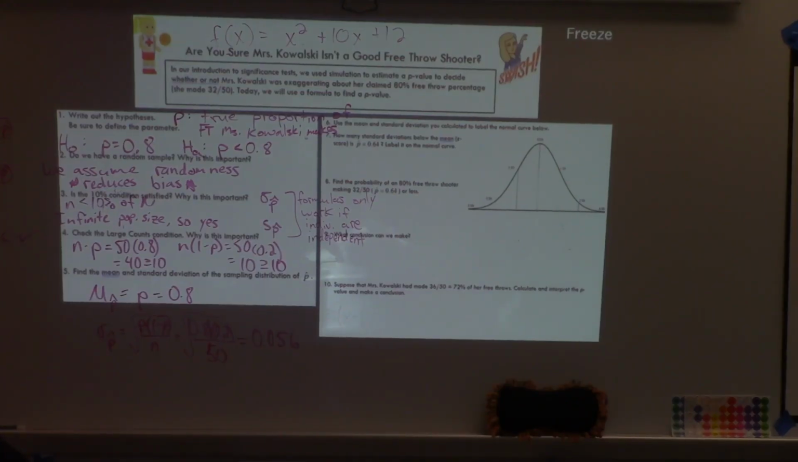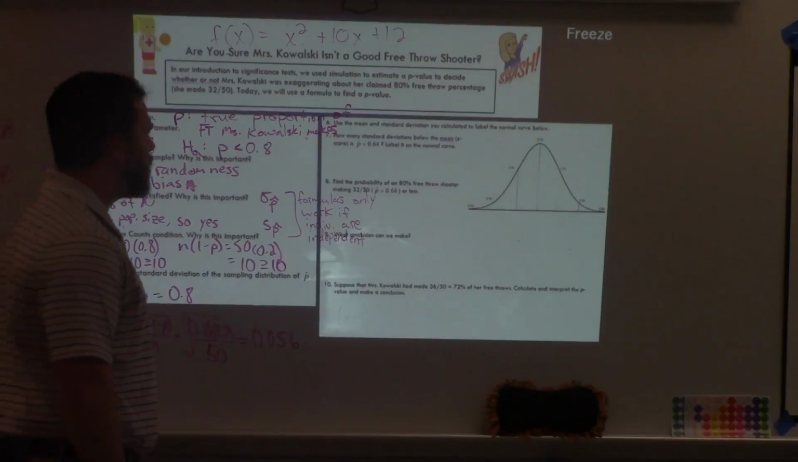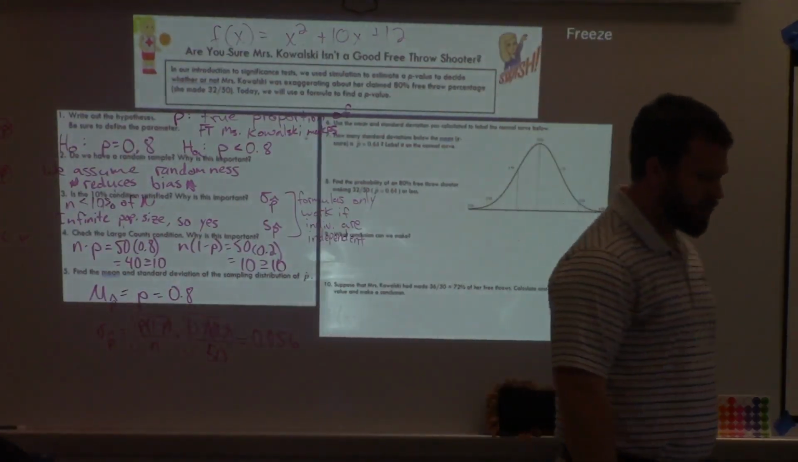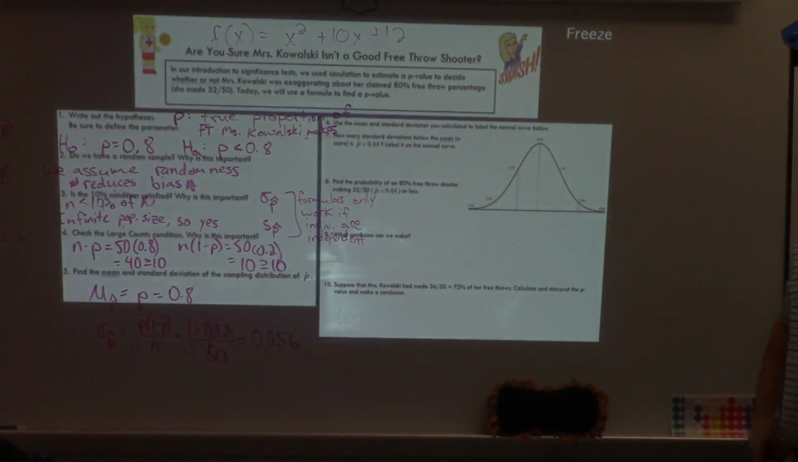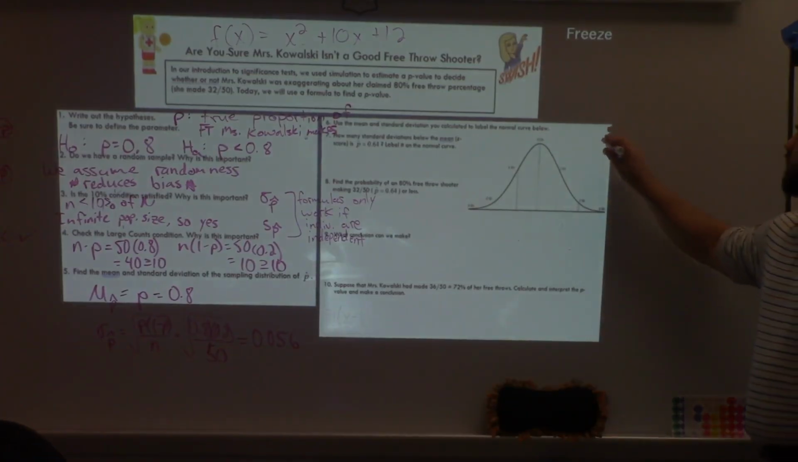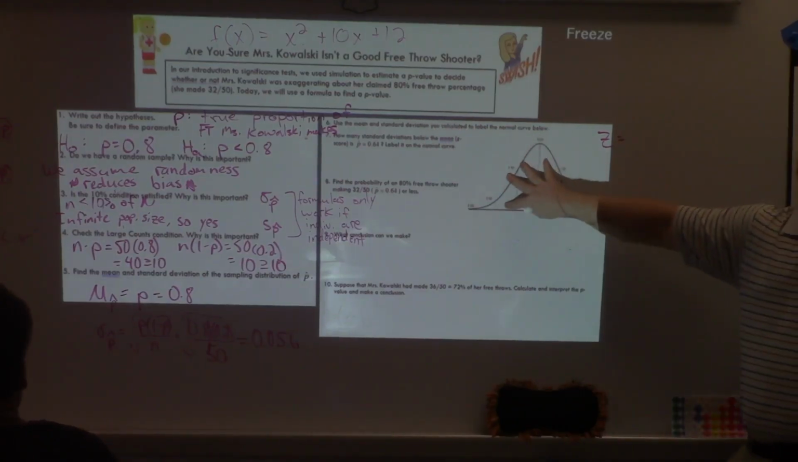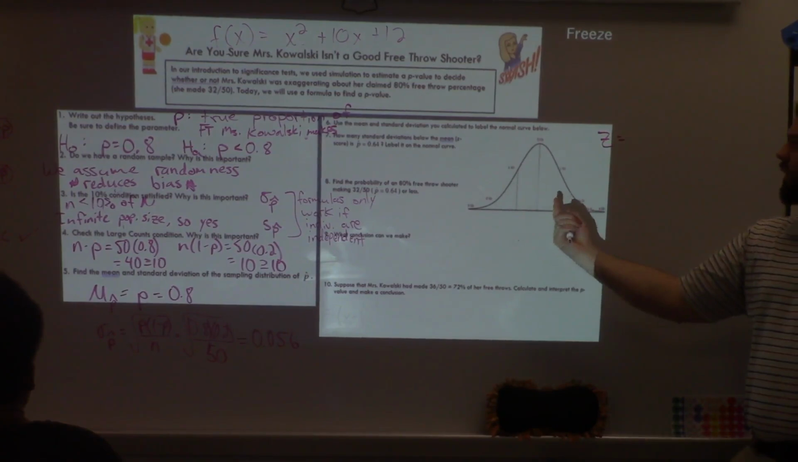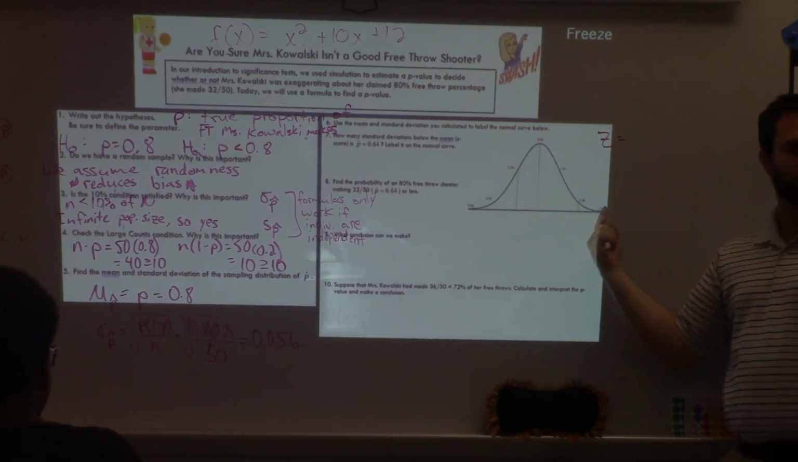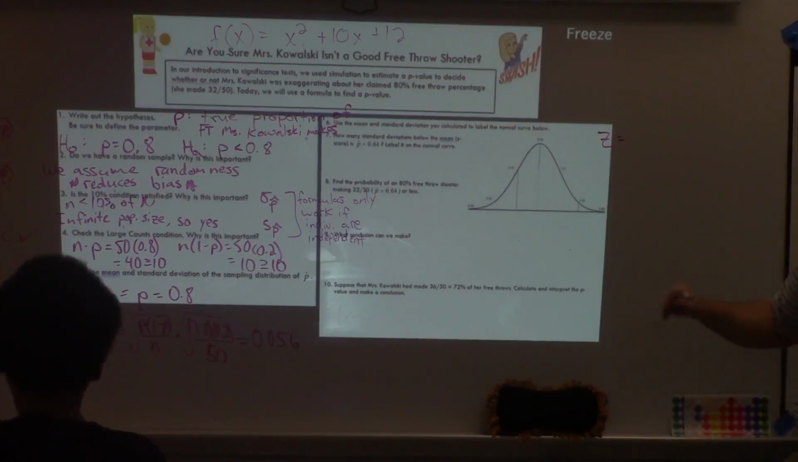Notice it says use the mean and standard deviation you calculated to label the normal curve below. I'm not doing all that. What am I going to do instead? Calculate a z-score. Instead of taking the time to label this, if I convert to a z-score, I get a mean of 0 and a standard deviation of 1. Yeah. Okay, that makes my life easy.